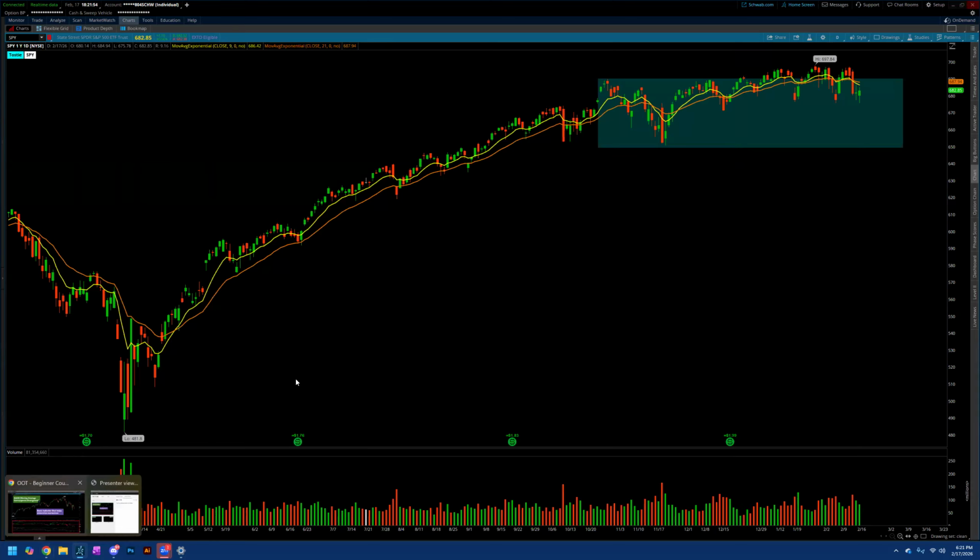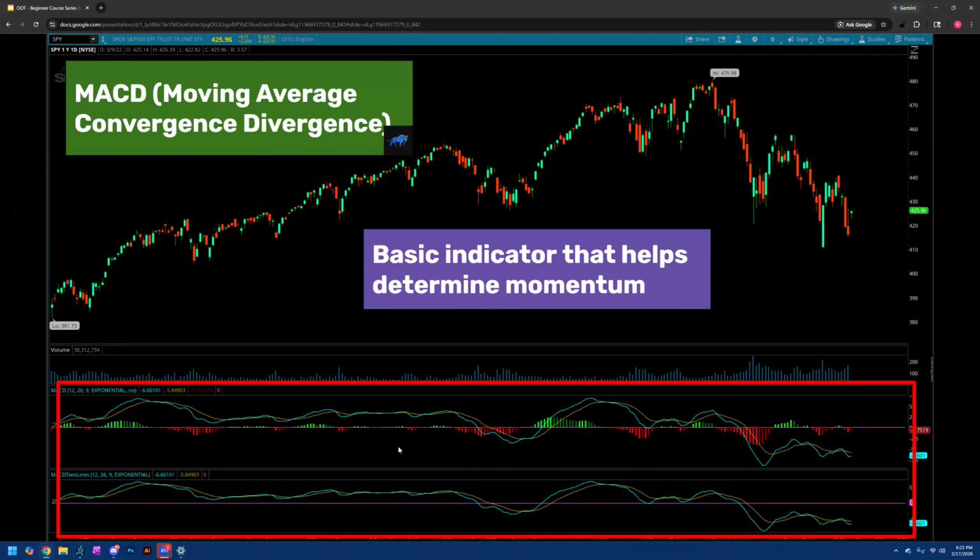All right, so back on track here. The MACD, again, pretty straightforward. When we're seeing positive momentum, that histogram is going to be green. When we see negative or bearish momentum, that histogram is going to go red. And just to be clear, when I say histogram, I'm referring to these red and green bars. That's typically what you would call a histogram.